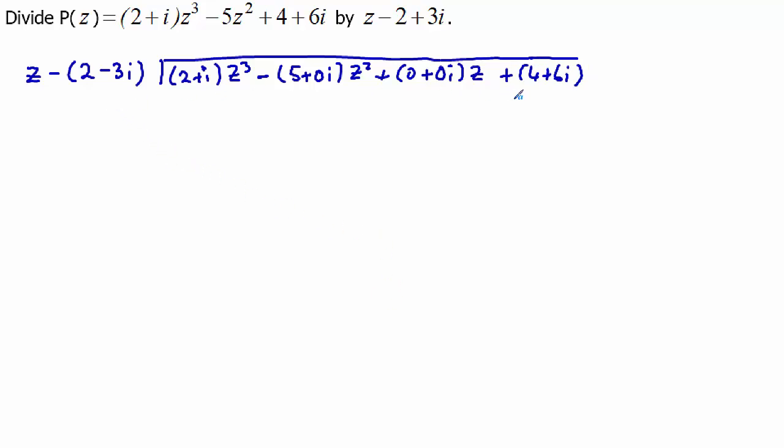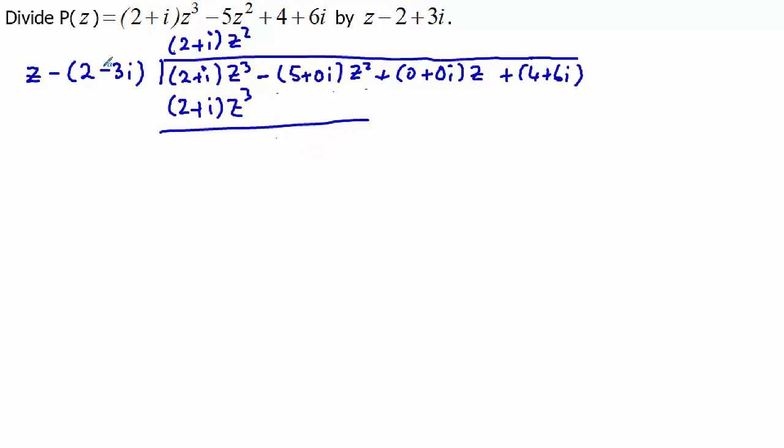Now we're going to divide in the normal way, it's just that we're working with complex numbers, so I think there's going to be a fair bit of calculation off to the side here. So, in the usual way, what do we multiply z by to get this? Well, that's just going to be 2 plus I z squared. Multiplying that by z is obviously going to give us the 2 plus I z cubed, so that when we subtract those all go.